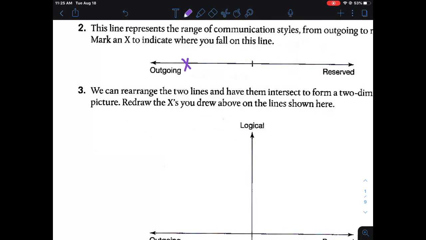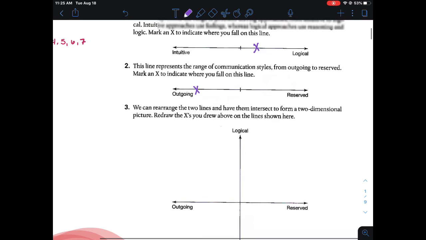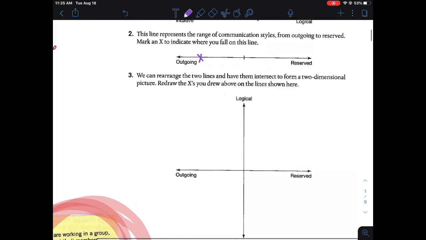Question number 3. We can rearrange the two lines and have them intersect to form a two-dimensional picture. Redraw the X's that you drew above on the lines shown here. So our X-axis is now the outgoing to reserved communication style. So I'm just going to transfer that X onto the pretty outgoing side there.